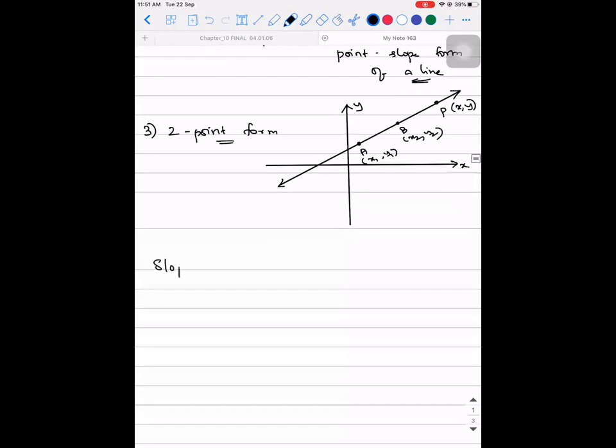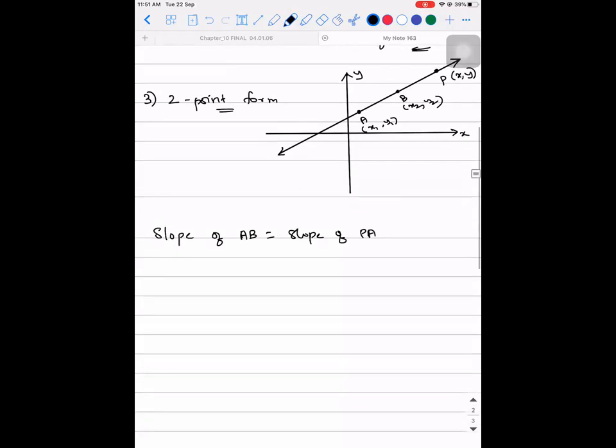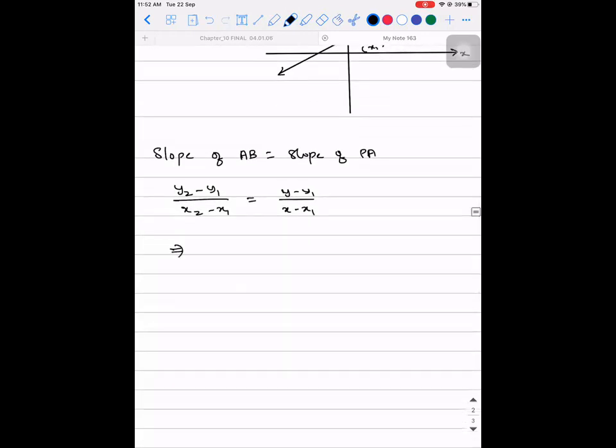So what we can do is, can I write slope of AB is equal to slope of PA? So slope of AB is how much? y2 minus y1 divided by x2 minus x1 is equal to, what is the slope of PA? y minus y1 divided by x minus x1. So what will happen here? y minus y1 will be equal to y2 minus y1 by x2 minus x1 into x minus x1.